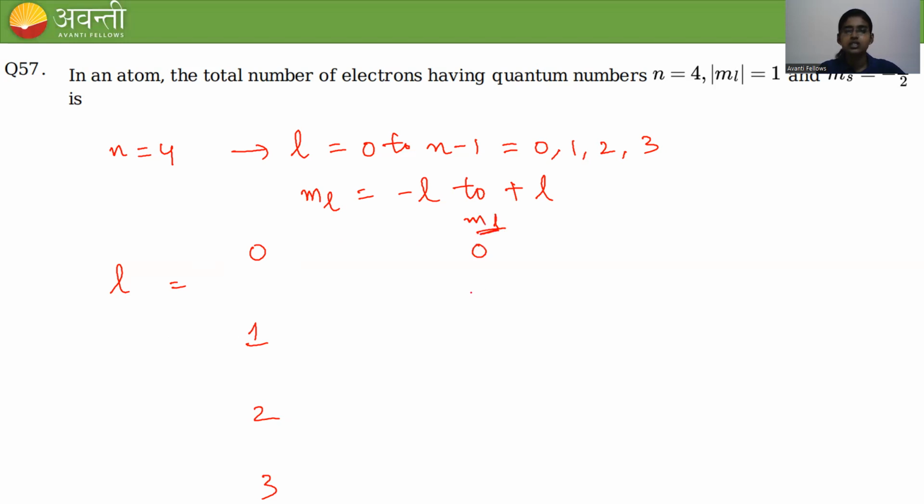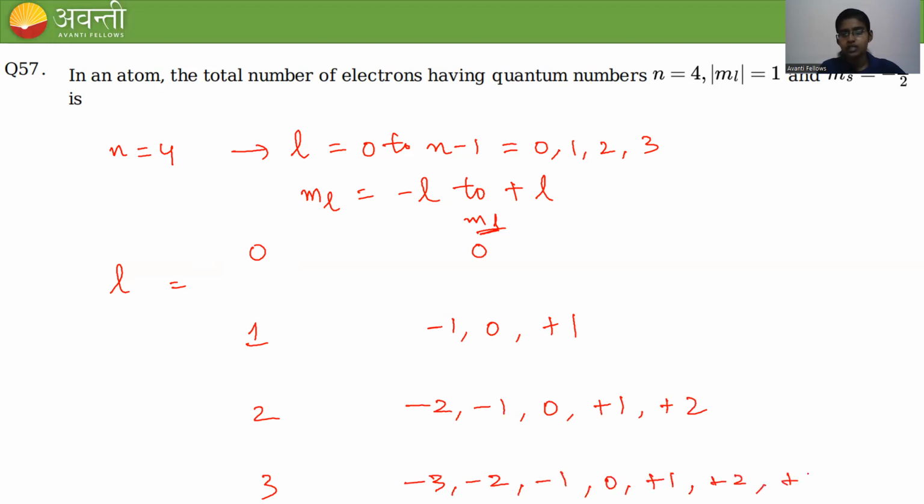ML value is 0. And minus 1, 0, and plus 1 are the ML values for l equal to 1. Here minus 2, minus 1, 0, plus 1, plus 2. And here minus 3, minus 2, minus 1, 0, plus 1, plus 2, and plus 3. So these are the ML values for the given l values. Now what we have to find out? The spin should be minus half, and the ML value should be 1.